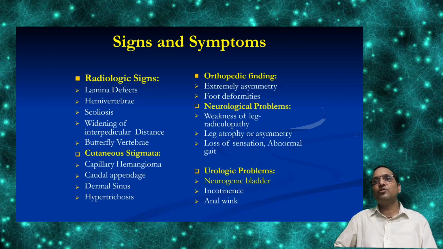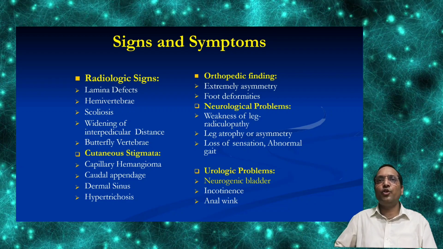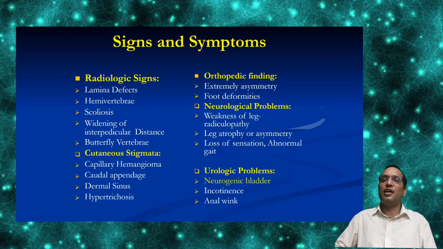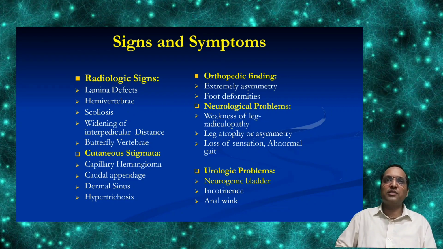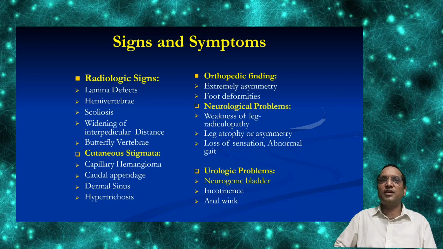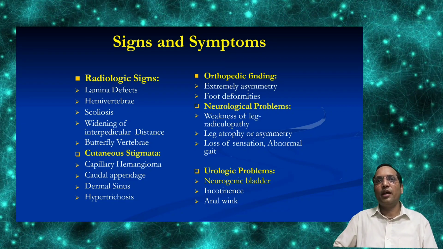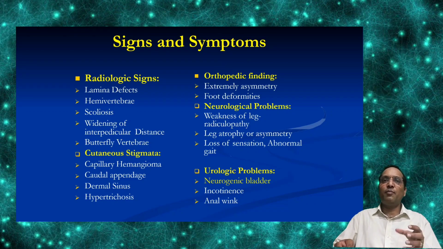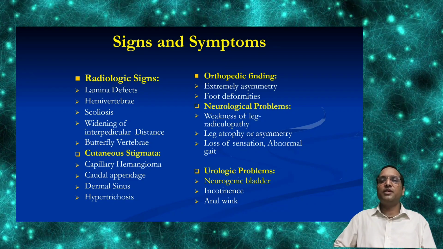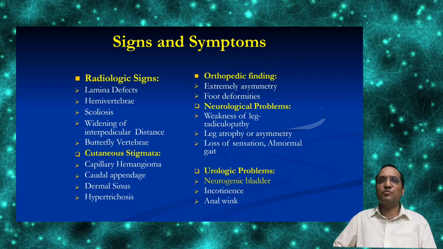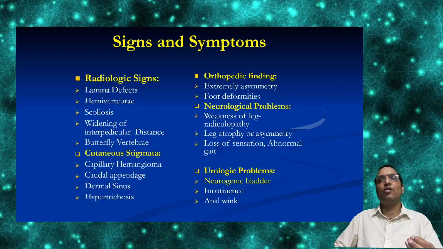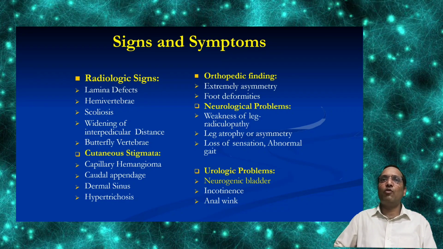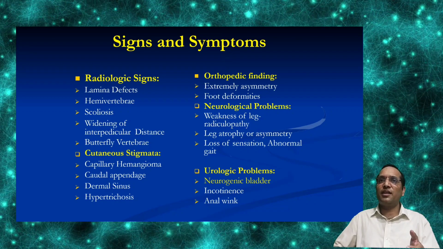The signs and symptoms of the neural tube defect are as follows. Some radiological signs may be found, such as a laminar defect, hemivertebra, scoliosis or widening of the intervertebral distance, and butterfly vertebra. Some cutaneous stigmata may be found, such as capillary hemangioma, caudal appendages, dermal sinuses, or a tuft of hair or hypertrichosis. Some orthopedic findings may be found, such as extreme asymmetry of the vertebra.